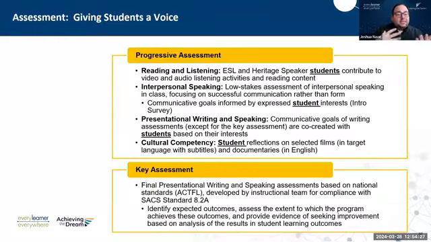So our progressive assessments and our key assessments, all right? So you can see there, obviously within a world language classroom, assessment is going on always. We're always doing an assessment. We're practicing things in class, so formative assessment is always going on. And we gave the students voice in the formative assessment.